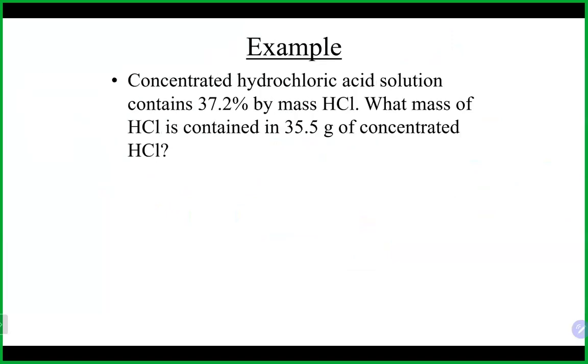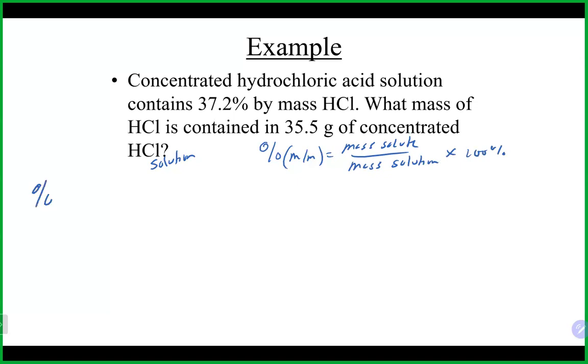Let's take a look at another one here. Concentrated hydrochloric acid contains 37.2% by mass hydrochloric acid. What is the mass of hydrochloric acid that's contained in 35.5 grams of this concentrated hydrochloric acid? In this case, we are given the percent mass to mass, which is 37.2%. We do have the mass of the solution given to us, which is our 35.5 grams. We are looking for the mass of the solute.